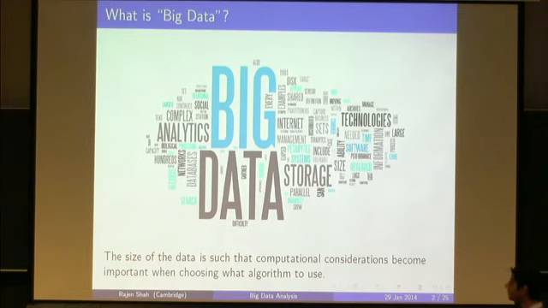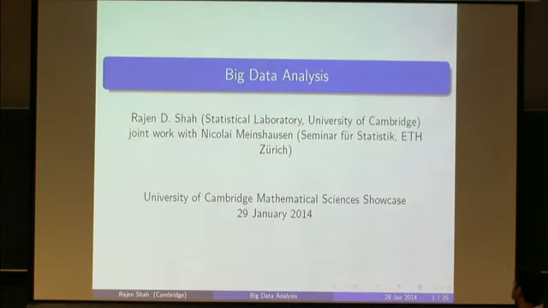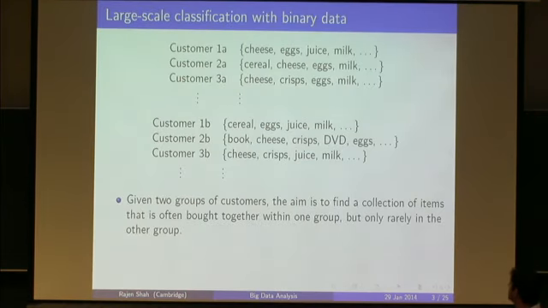Now, rather than give you an overview of issues in big data, I'm going to talk about a particular project which I've been working on with Nikolai Meinshausen, who's at ETH Zurich. This is a large-scale classification problem with binary data. This is an example of the sort of problem that we were thinking about. I don't expect this to be a realistic example, but hopefully many of you will have more realistic versions of this sort of problem.